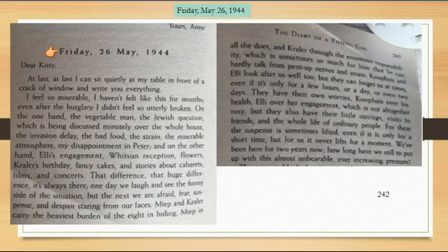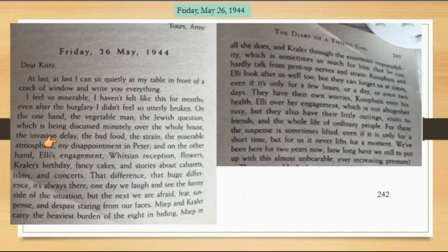So we have Friday, the 26th of May, 1944. Dear Kitty, at last I can sit quietly at my table in front of a crack of window and write you everything. I feel so miserable. I haven't felt like this for months. Even after the burglary, I didn't feel so utterly broken. On the one hand, the vegetable man, the Jewish question which is being discussed minutely over the whole house, the invasion delay, the bad food, the strain, the miserable atmosphere, my disappointment in Peter.